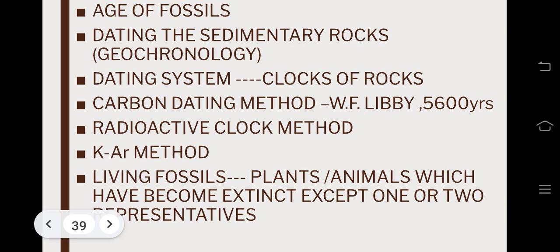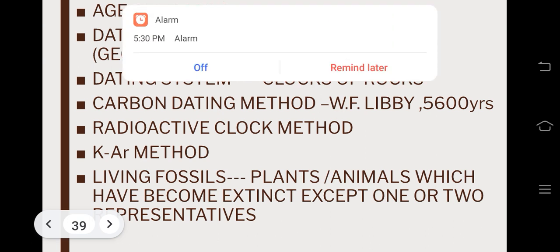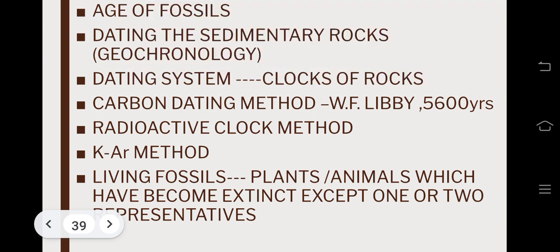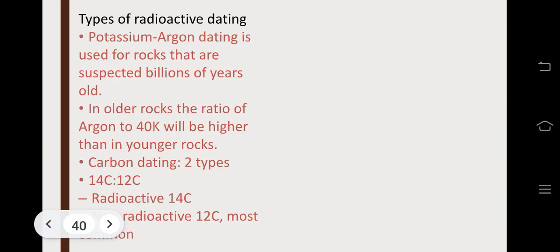Then age of fossils, dating of sedimentary rocks, geochronology, dating system, clocks of rocks, carbon dating method, Libby. Then radioactive clock method, K-Argon method. Then living fossils: plants and animals which have become extinct except one or two representatives. Then types of radioactive dating.